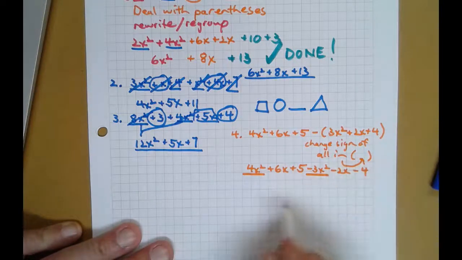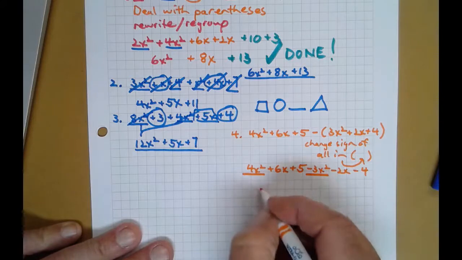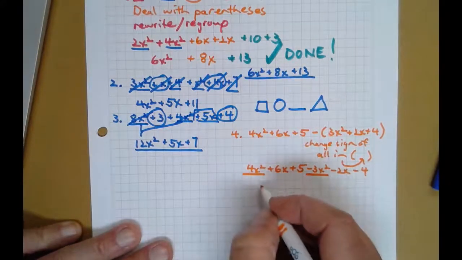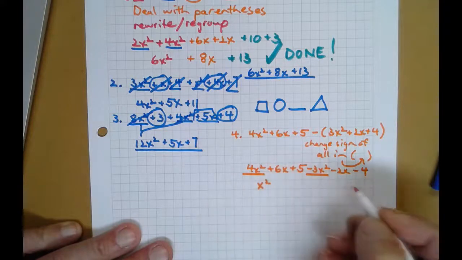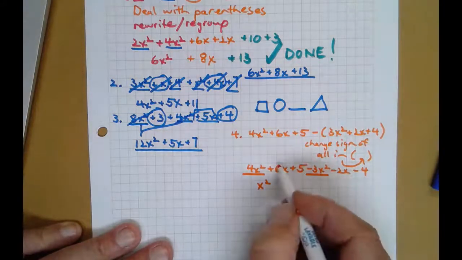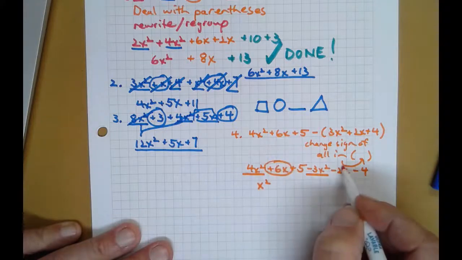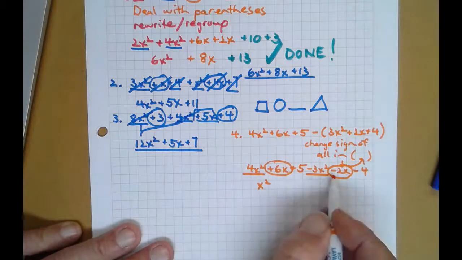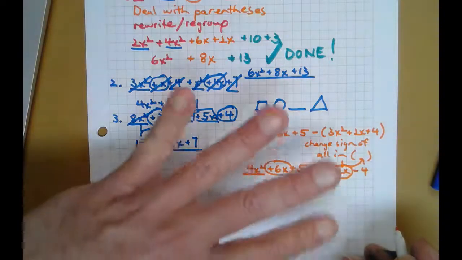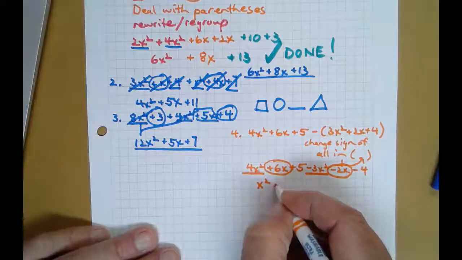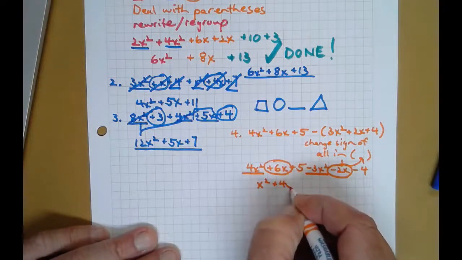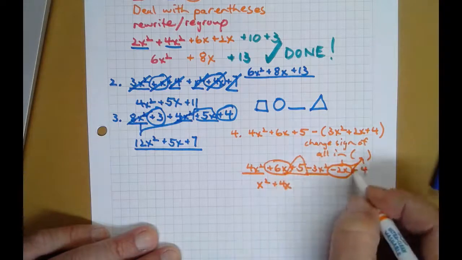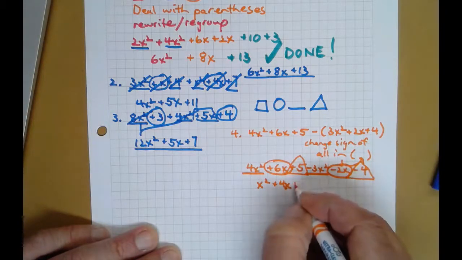I'm going to use my same kind of code system here. Do my x squareds first. What's 4 minus 3? Right, 1. How do we indicate 1 in algebra? We don't write anything. So it's 1x squared. I'm going to circle my x's. Include the sign. Remember to keep the sign. What's 6 minus 2? 4. Very good. And then finally the numbers. 5 minus 4 is 1.